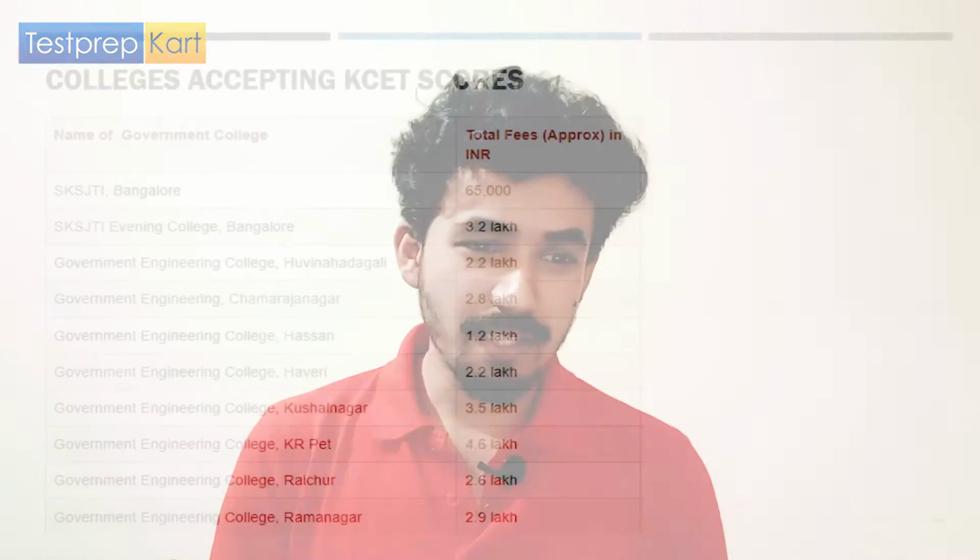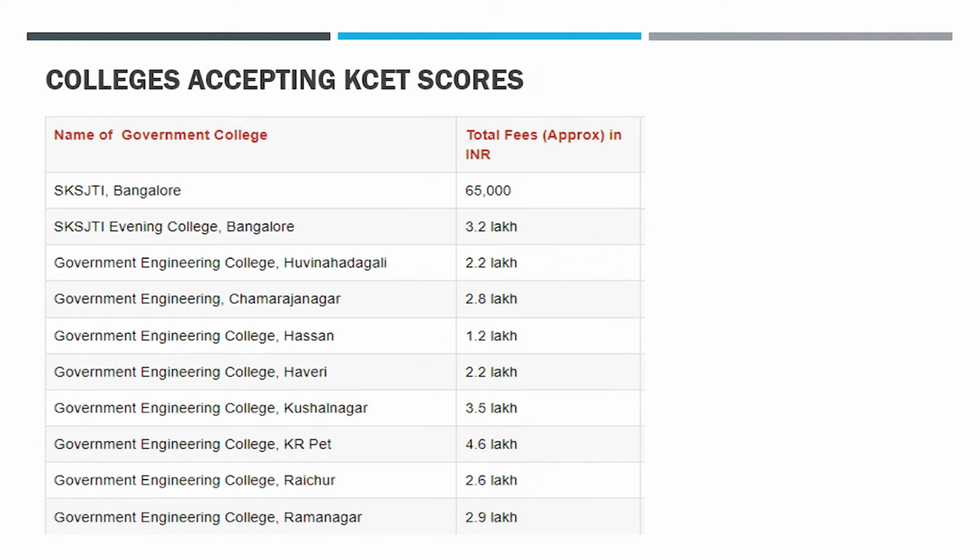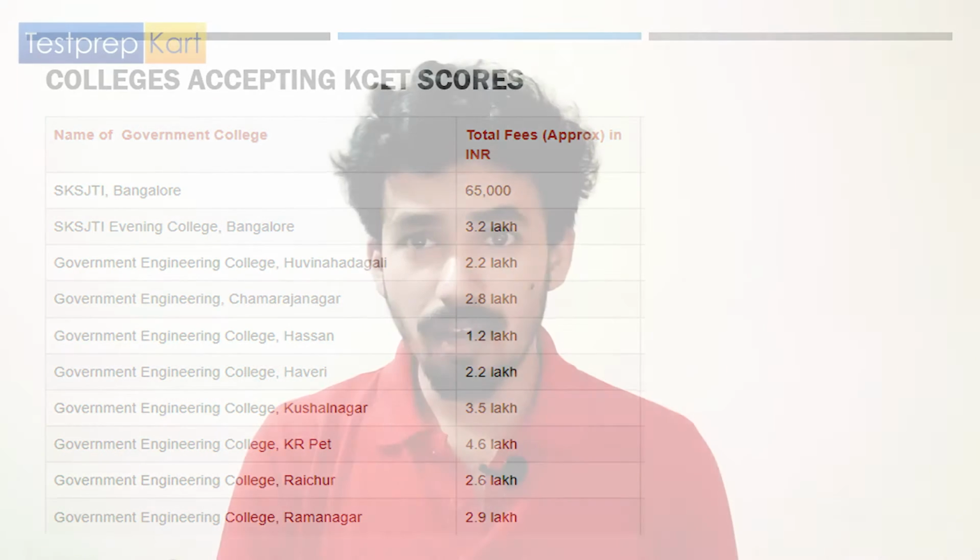Similarly, in the government colleges, if I talk about SKSJTI Bangalore, the fee is 65,000. I'm talking about the total fee, 65,000 for 4 years. Then SKSJTI Evening College is 3.2 lakhs. Then Government Engineering Colleges in Hassan, Haveri, KR Pete, Raichur, Ramanagara are somewhere between 2.9 lakhs to a maximum of 3.2 lakhs, right? So these are the government colleges and these are the top colleges.